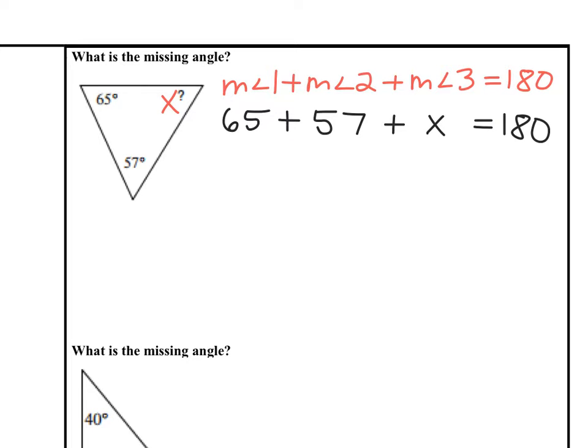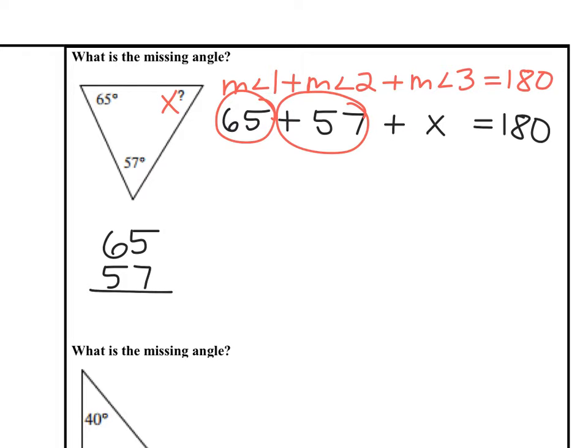I haven't been letting you use a calculator, so we're going to keep that up. I need to first combine like terms. So I'm going to combine the 65 and the 57, which means I'm adding them up. So let's write out that addition in case we forgot how to do it. 5 plus 7, you can use your fingers if you need to, use a number line on your desk. 12, so write the 2 and carry the 1. That's 7 plus 5, which is 12 again. So 122 plus x equals 180.